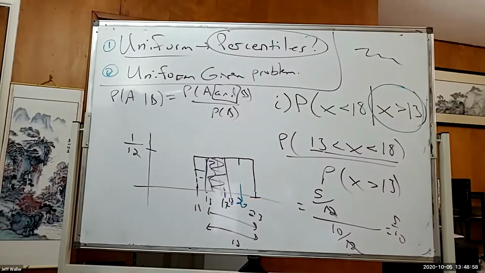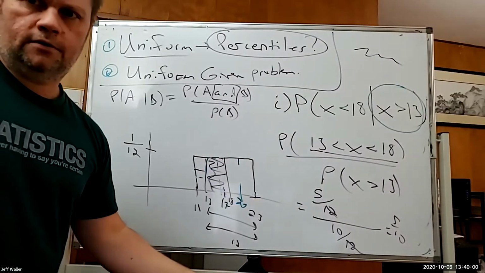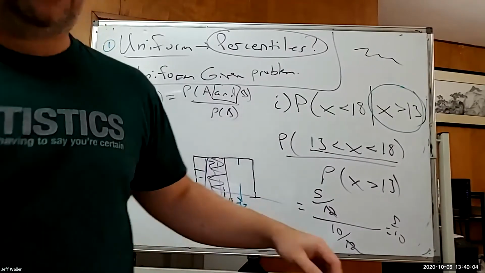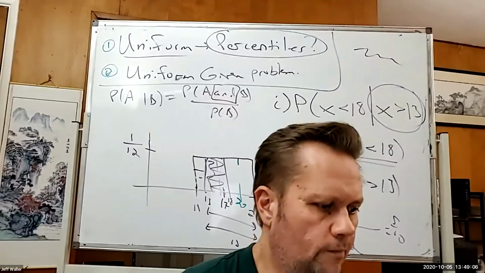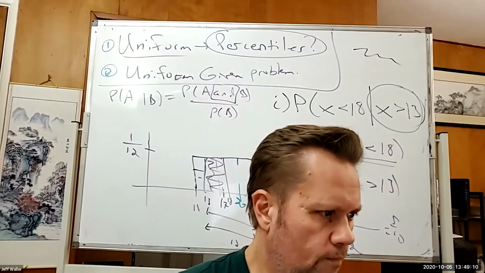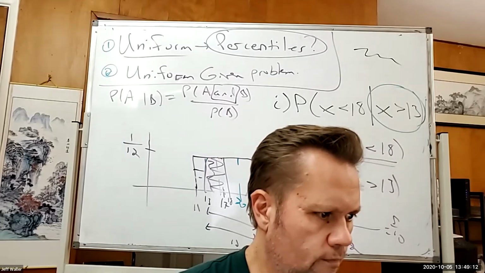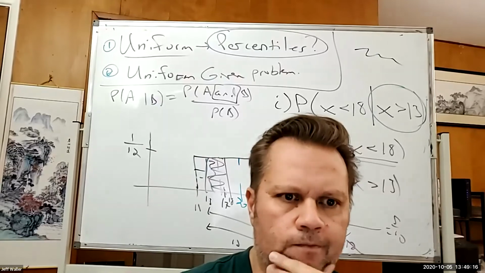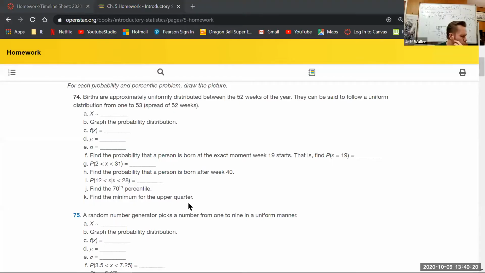Thank you. You're welcome. Can we go into the book and look at a specific problem then? Okay. 74. So part I. Yes. So would we just redraw the picture or whatever, the graph from 12 to 28?